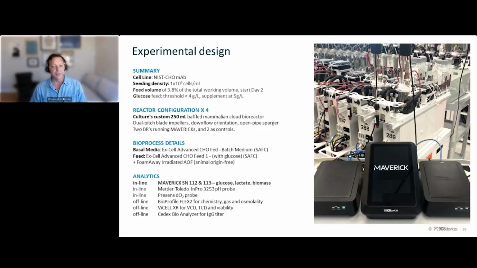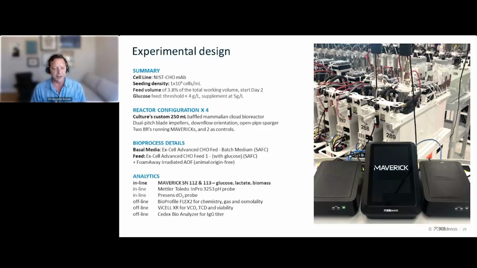And in terms of summary for these particular runs I'm going to share, it was a NIST-CHO run. There's a lot of details that I won't get into on this slide, but they have 250 ml baffled mammalian reactors. We ran 4 bioprocesses here. So 2 of those were being monitored by Maverick, and 2 of those were essentially control. So we wanted to make sure that the presence of the Maverick probes didn't either disturb cell growth or titer. And we used a CHO-fed basal media and had a feeding strategy along the way that you'll see.